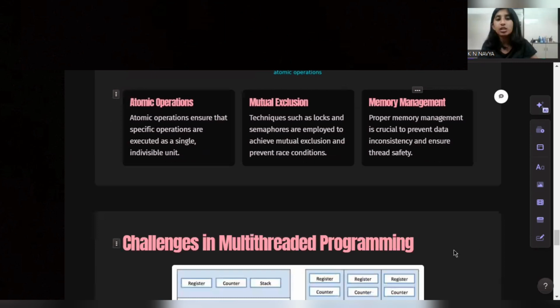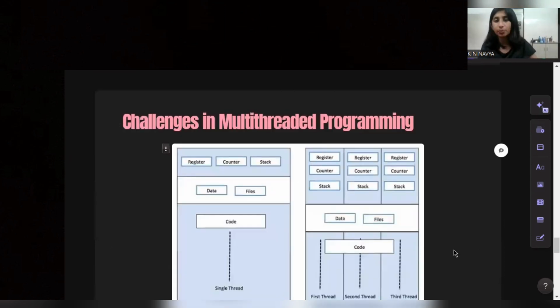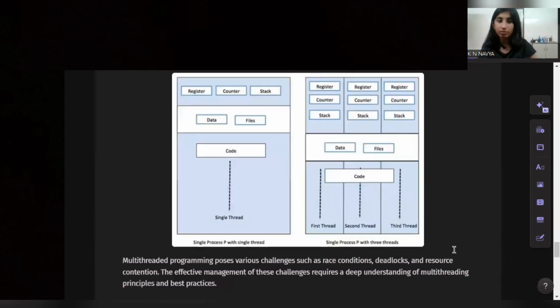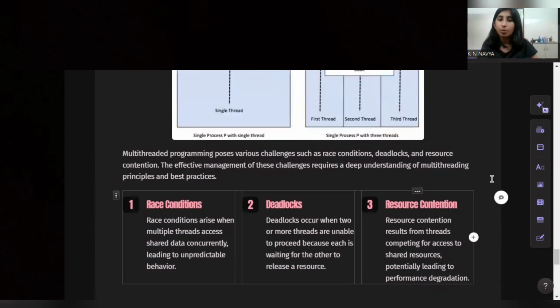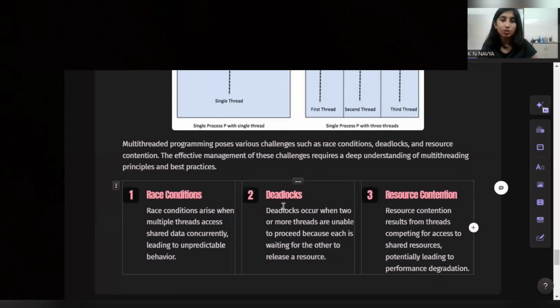Let's see the challenges faced in multi-threading programming. Multi-threading programming poses various challenges such as race conditions, deadlocks, and resource contention. The effective management of these challenges requires a deep understanding of multi-threading principles and best practices. Let's talk about each of these problems.